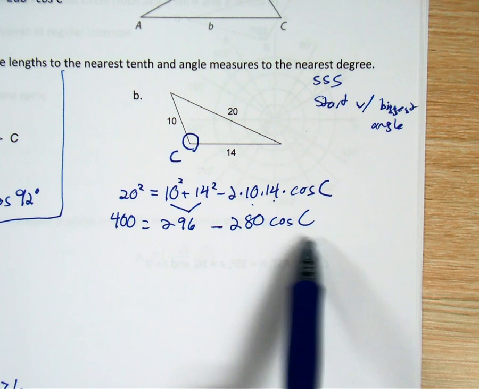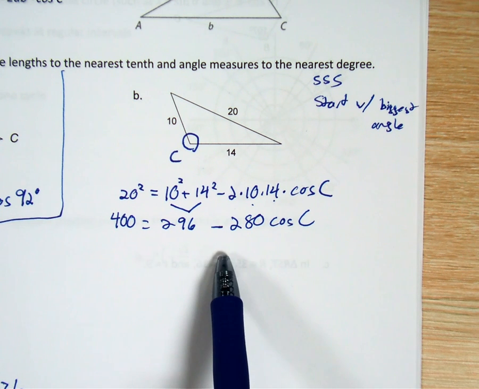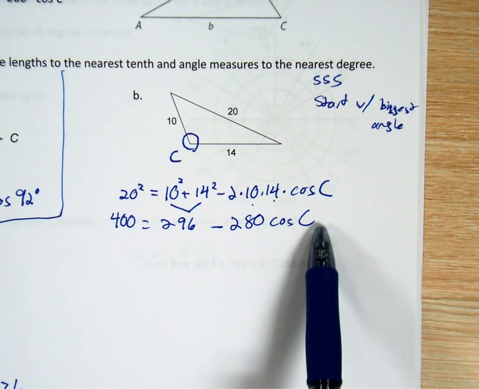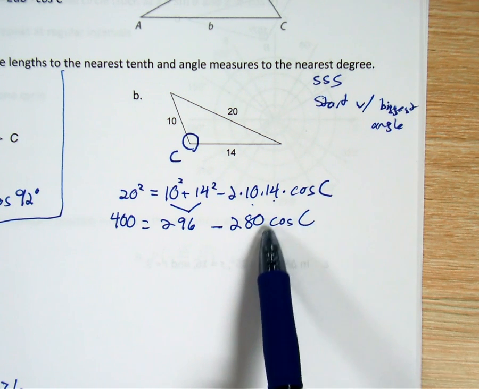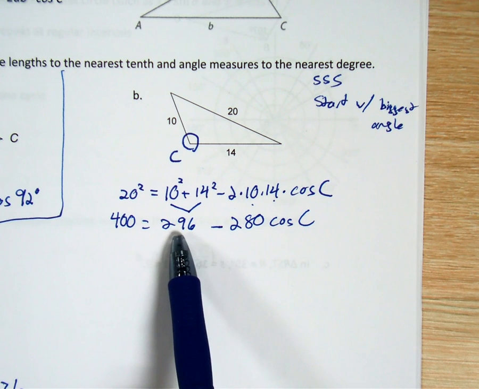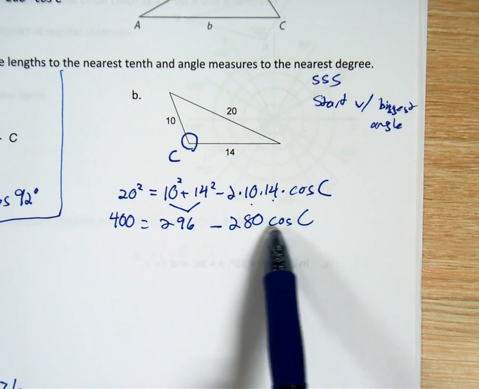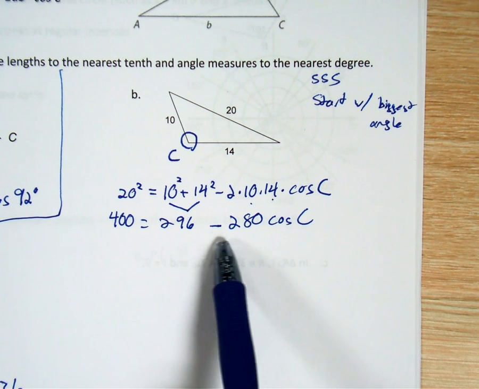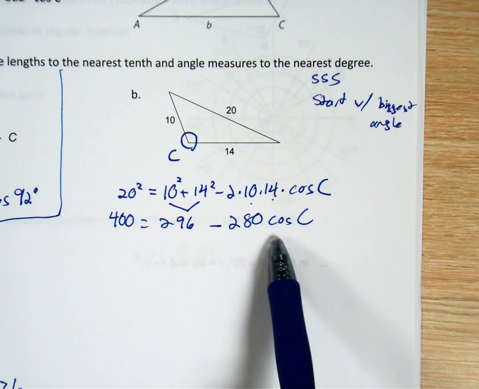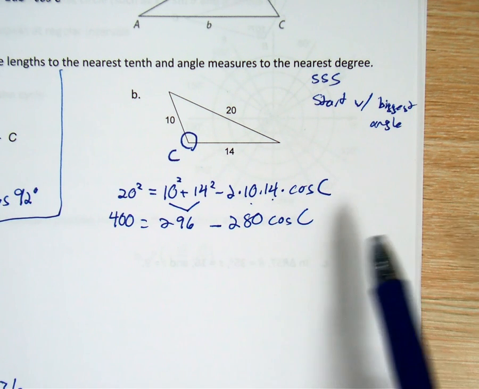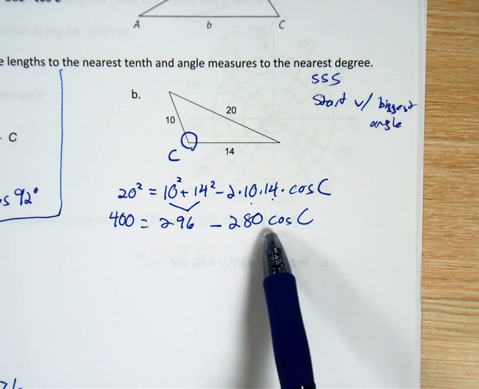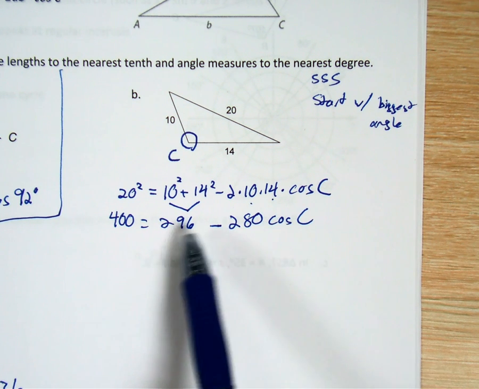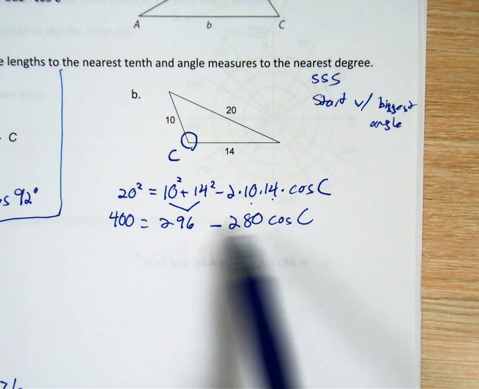People are going to try to simplify that to 16 cosine C, and you can't. This cosine C is an unknown amount. It's a variable. It's just like x. You can't combine regular numbers with numbers that are attached to x. Okay? I can't do 3 plus 4x and put it together and call it 7x. So I can't do this. This has a variable attached to it, so I can't combine it with anything unless it has the exact same variable attached to it. Okay?